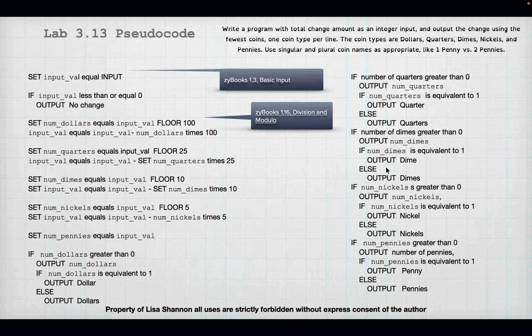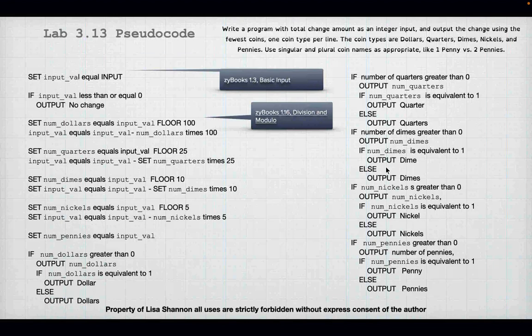So now we're going to write a program with a total change amount as an integer input and output the change using the fewest coins, one coin type per line. So you have dollars, quarters, dimes, nickels, and pennies. So I'm going to input some number.